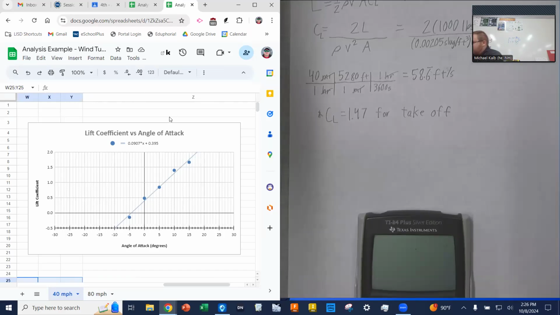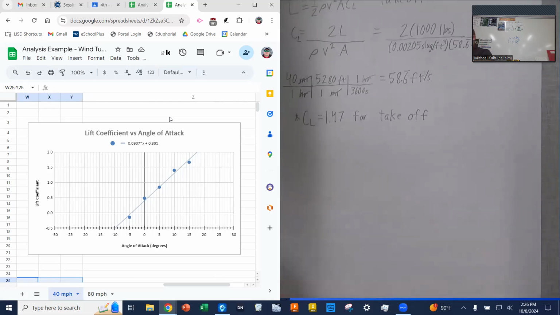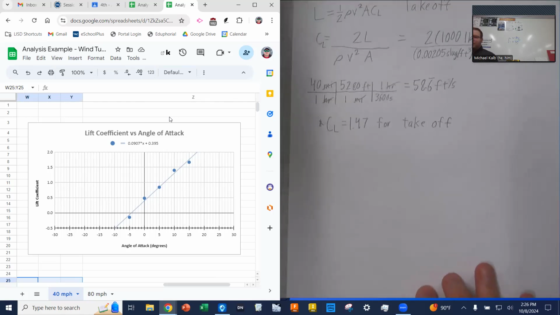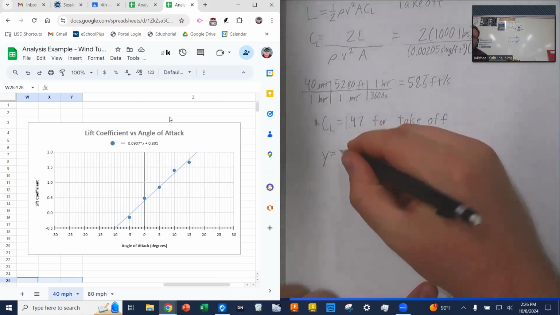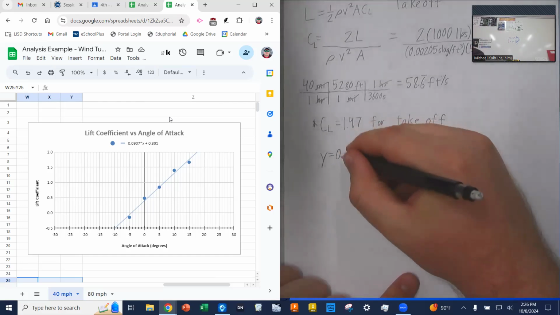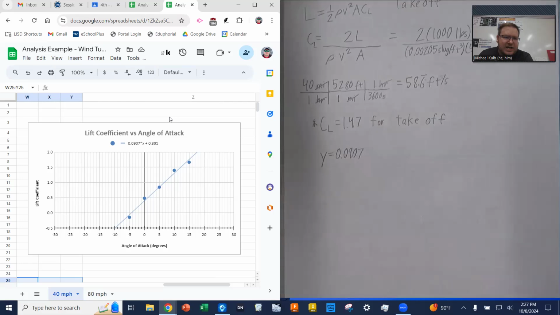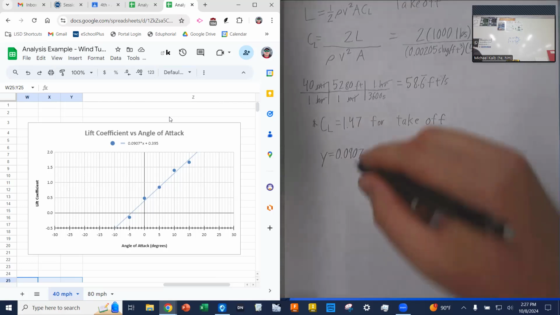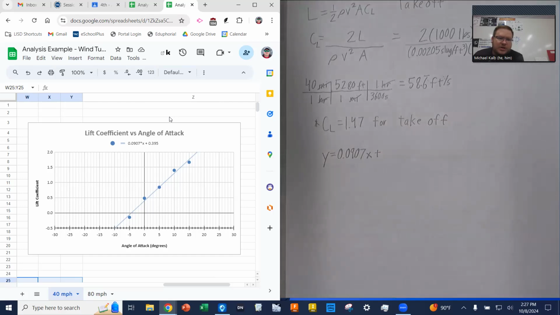So that'll give us the equation. It gave us the equation y is equal to 0.0907 times x plus 0.395.